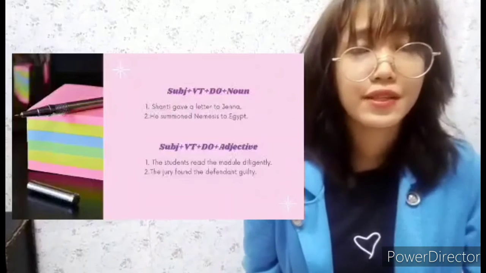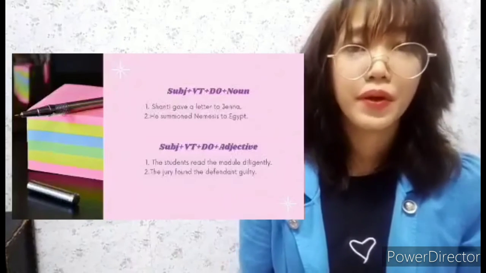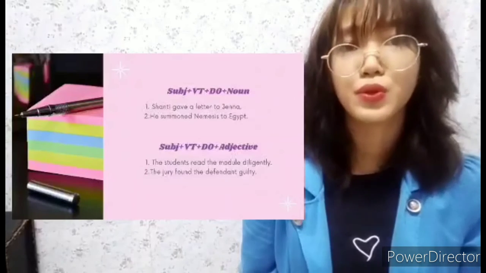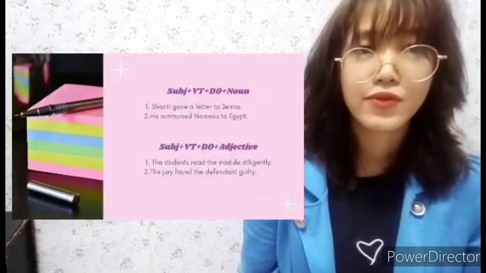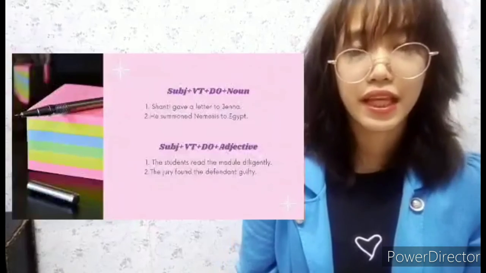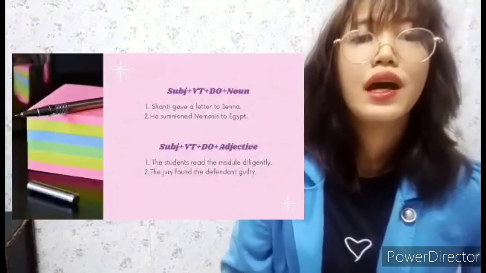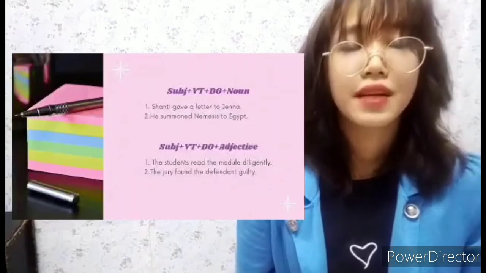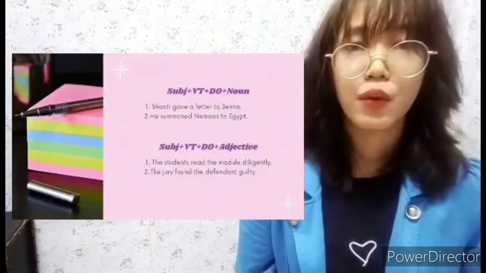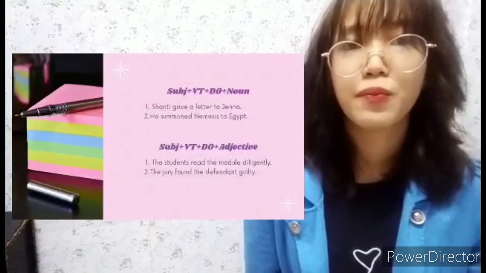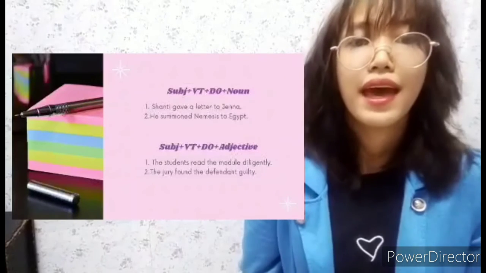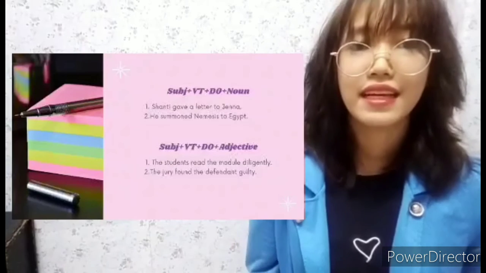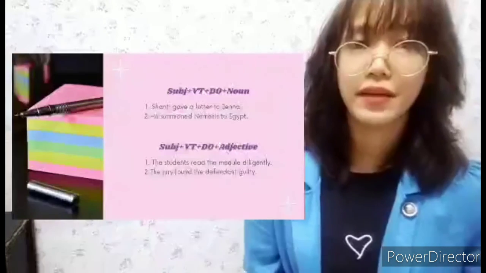The subject here is the student. The transitive verb is read. The direct object is the module, and the adjective or describing word is diligently. Now let's go to the jury found the defendant guilty. The subject is the jury, as they are the ones performing the transitive verb, which is found, and the direct object is the defendant. And lastly, the adjective is guilty.